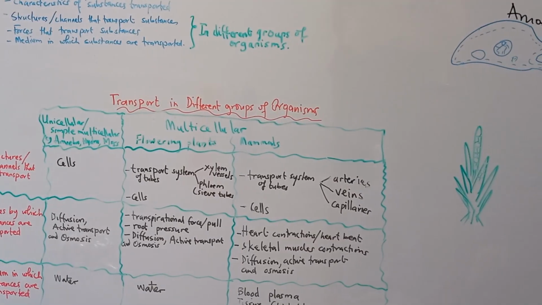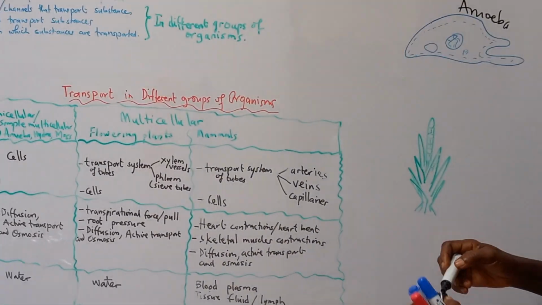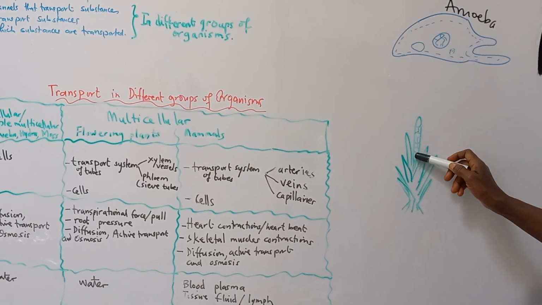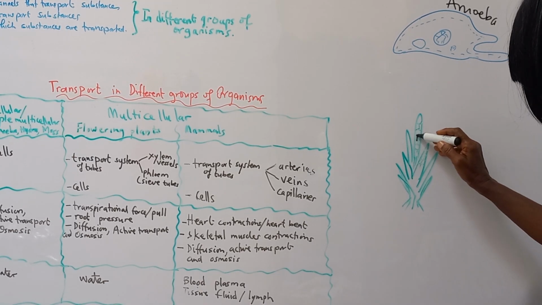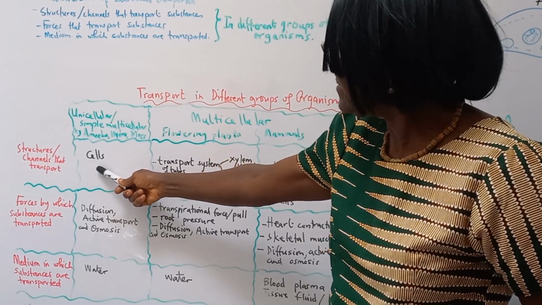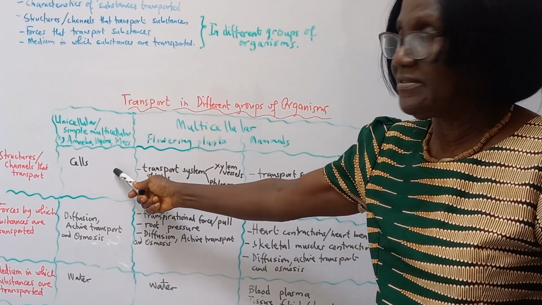Now, if you take a simple multicellular one like a moss plant, I have this small moss plant drawn here. The moss plant has a number of cells, and substances are transported from cell to cell. And so the structures or channels that transport substances in this moss plant, a simple multicellular organism, are cells.